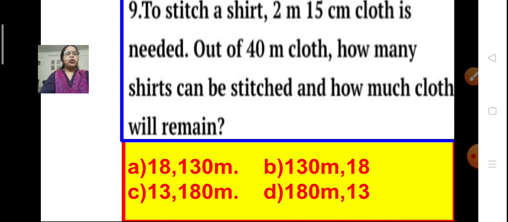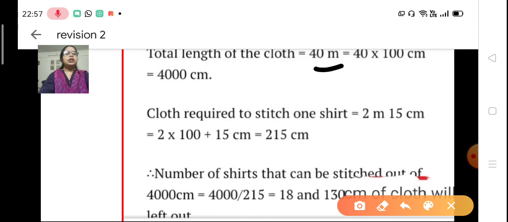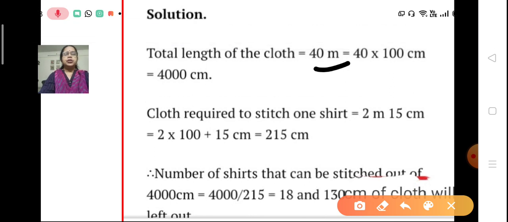Here we have 4 options, but we do not know which is the right answer. Let us solve the problem. So, what is the total length of the cloth? It is 40 meter. We have to convert it into centimeter because we can solve the problem only when we take all the given numbers in the same unit. Okay. So, to convert into centimeters, we will multiply 40 meter with 100. So, it is 4,000 centimeters.